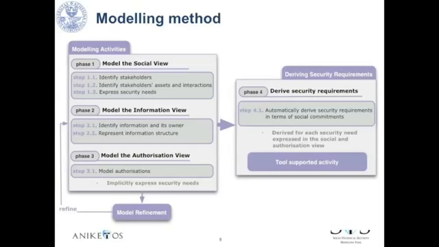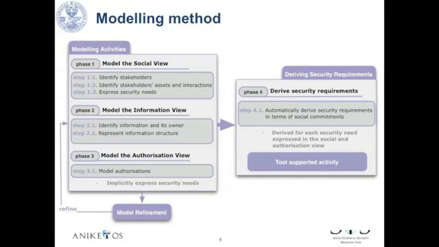Okay, this can be generic. Anyway, now we'll provide you with the modeling method so that you can actually apply the steps of this method in order to be able to model the system and the scenario that you are working on, and also derive the set of security requirements for your given system. Our method includes a set of modeling activities which are basically related to the different views that we are supporting. So we have 3 different phases in which the modeling goes on: modeling the social view, modeling the information view, and modeling the authorization view.